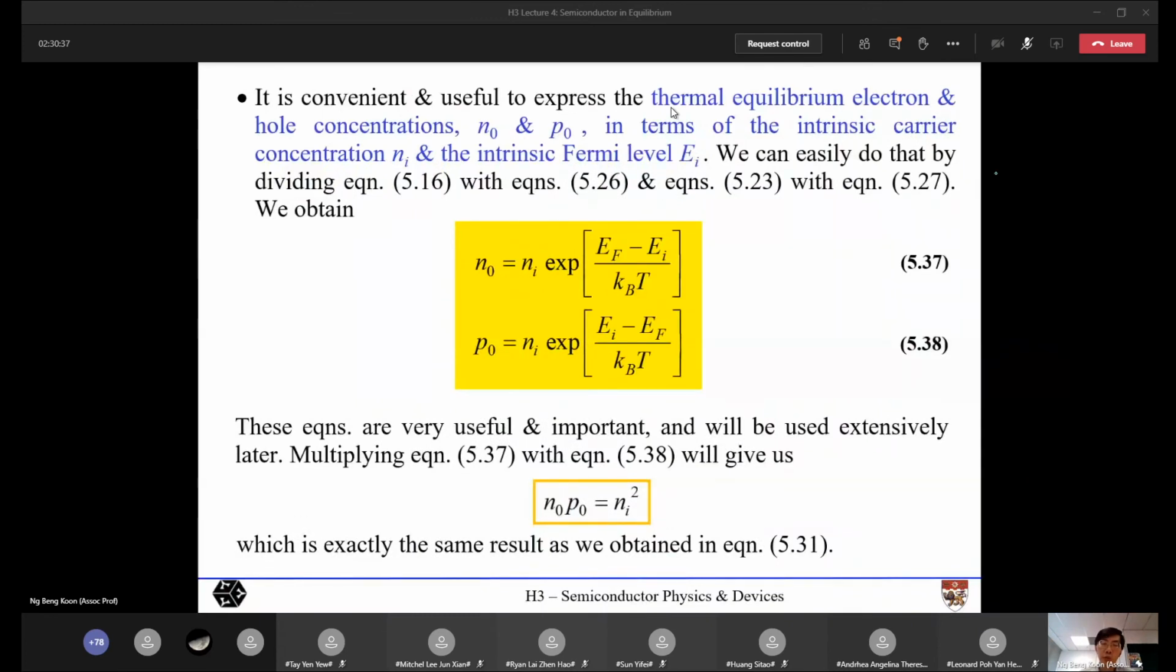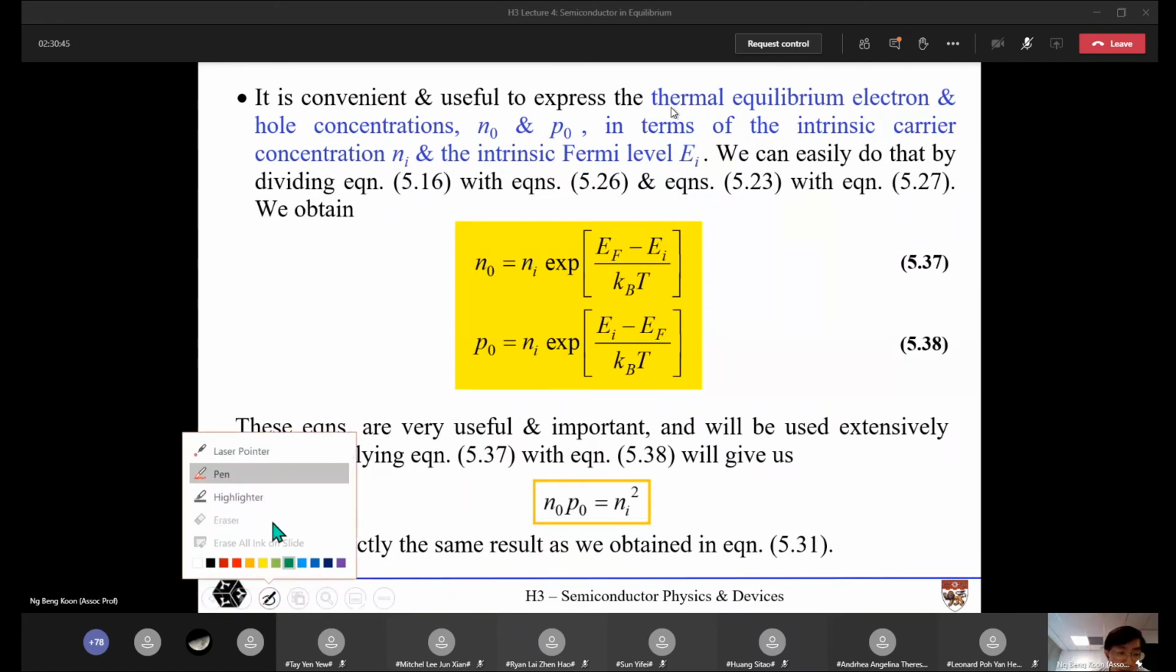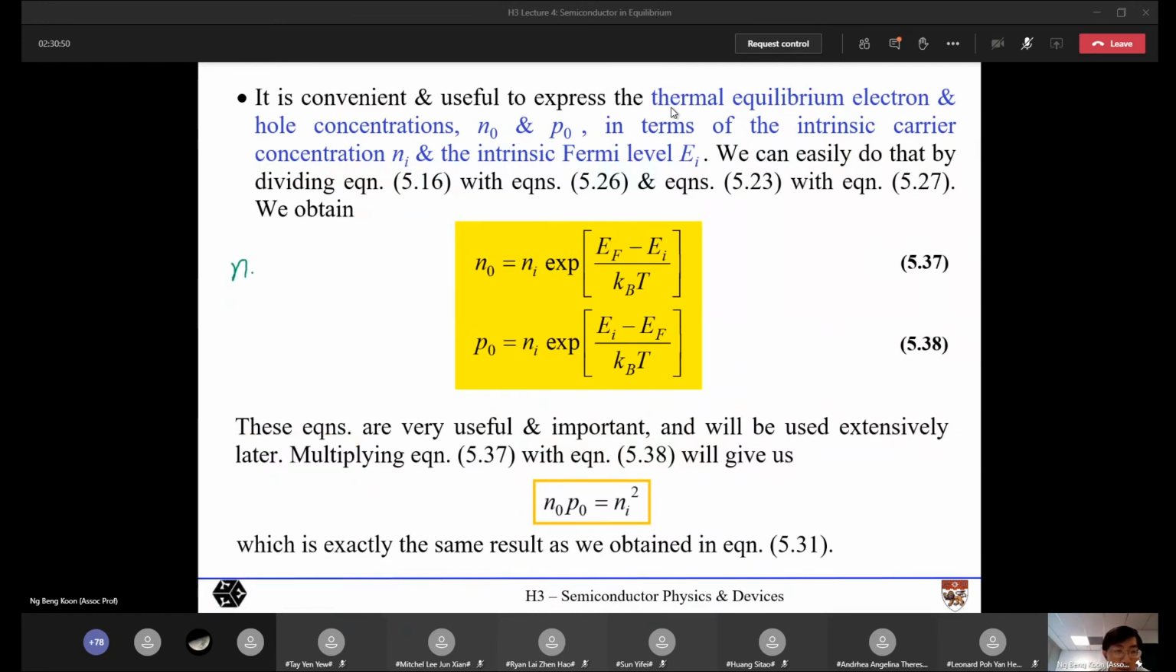Okay, then another thing that we could do is with the N0 expression. The N0 expression is expressed in terms of the effective density of states, say NC. We have an exponential, minus EC minus EF, over KBT. Okay, that's our N naught.